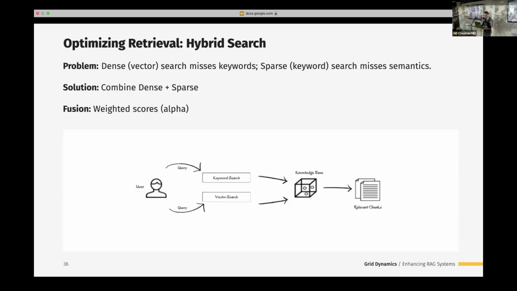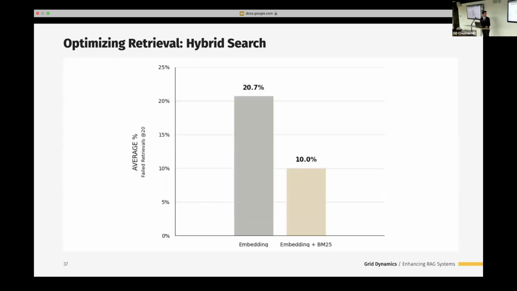And one of the best parts of this is that you can use weighted scores. What this means is that we can adjust the importance of each search. If you want keyword search to be more important, you can give a bigger weight to that part of the search. And this is a real example from our system. You can see how the average failed retrieval decreased by half by using just this method in our case.